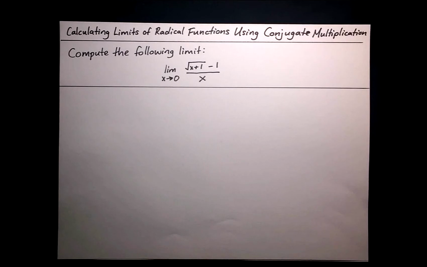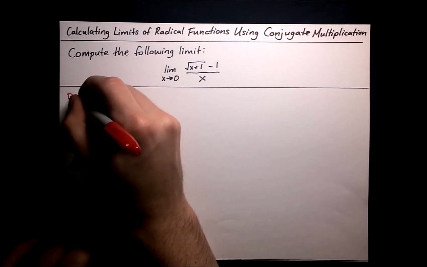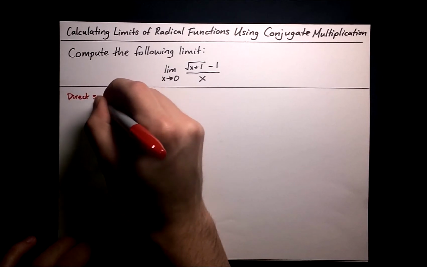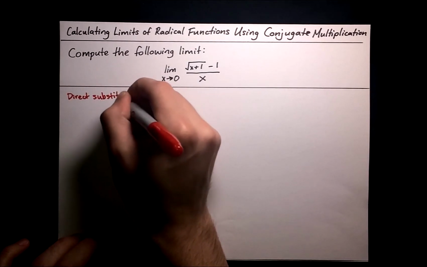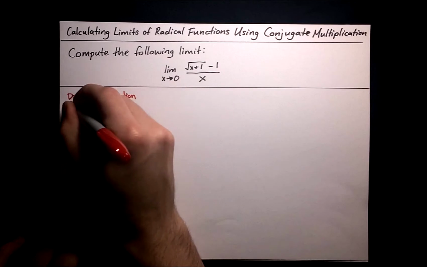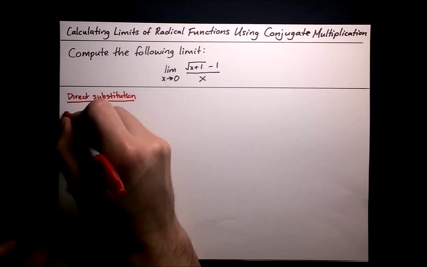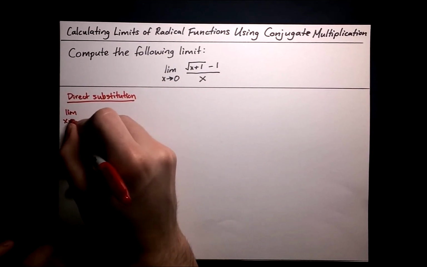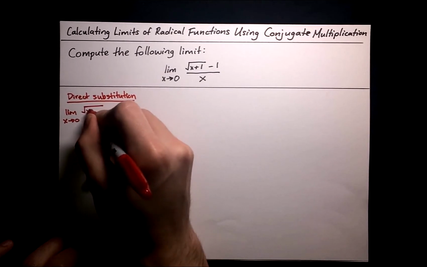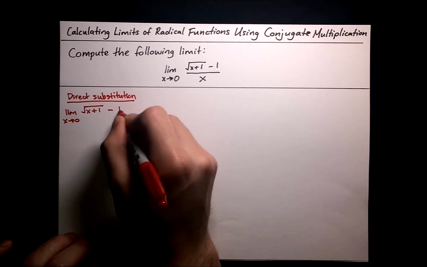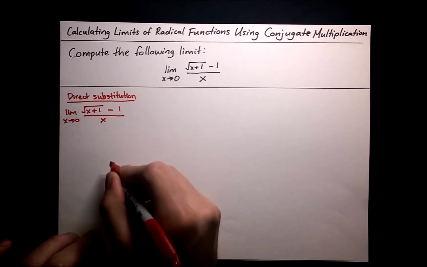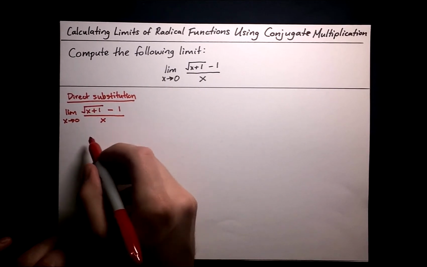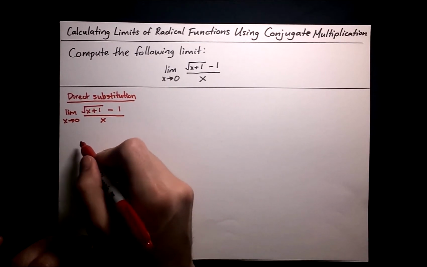Now, of course, the easiest way to compute a limit, if we can, is just to use direct substitution. So why don't we go ahead and try that here. The limit as x approaches 0 of root x plus 1 minus 1 all over x. If we just go ahead and plug in x equals 0, does this come out to a sensible result?